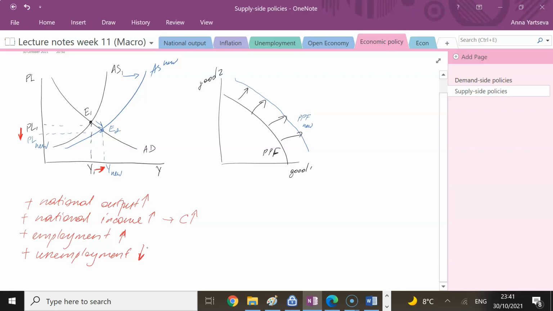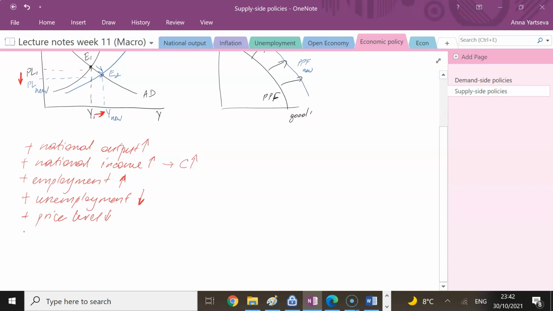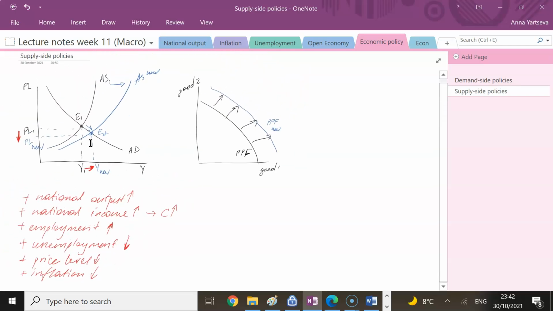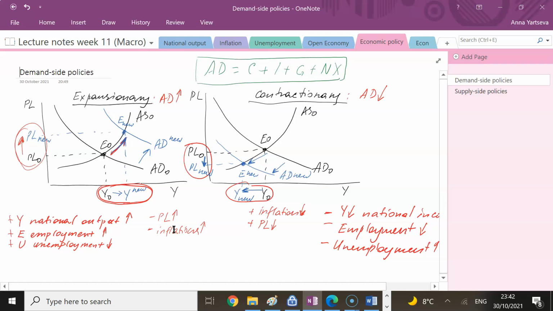And apart from this, our price level drops, the current price level declines, and the rate of inflation slows down. The inflation rate is now lower. So generally, supply-side policies do not have the downsides of contractionary and expansionary demand-side policies.